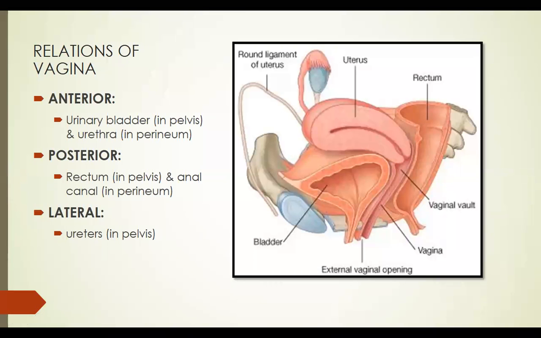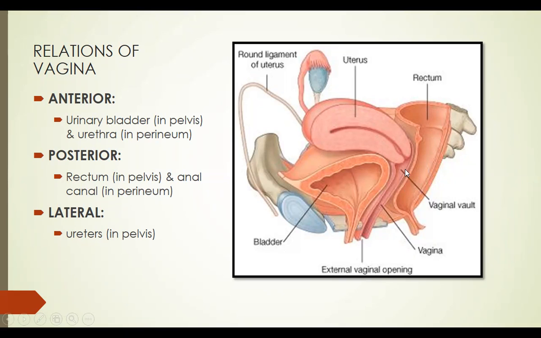Coming to some of the important relations of the vagina, these relations are important, especially if you are doing surgeries on the vagina, or if there is any carcinoma of the vagina or cervix, because it can affect these organs. So what are the organs which are in the front? As you know, anteriorly we have the bladder in the pelvis and the urethra in the perineum. If you see here, the anterior wall of the vagina is in contact with the bladder in the upper part, and in the lower part, it will be the urethra.